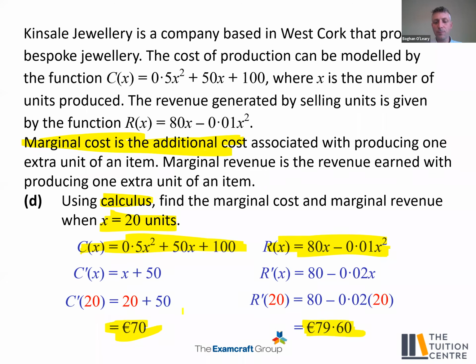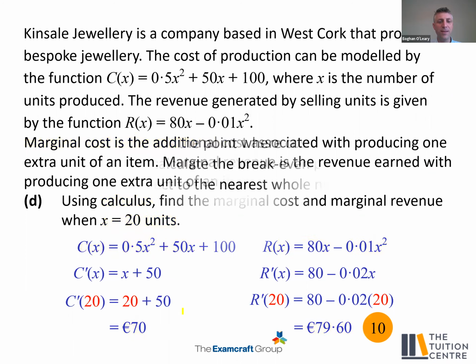So those are my two answers for this question. So the marginal cost of marginal revenue when x is equal to 20 units, and that was 10 marks. So the student who stuck with that and thought it out, I would hope would certainly gain the marks for that question.